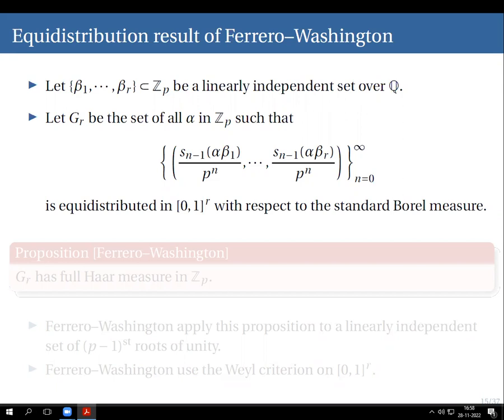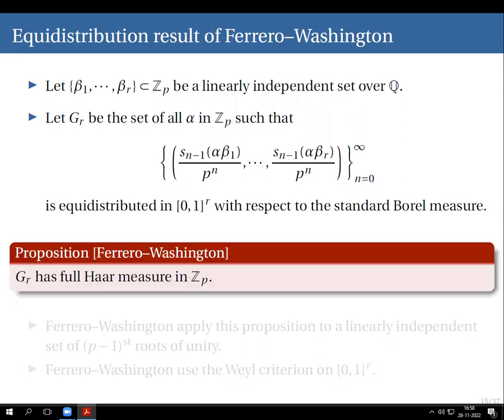You want to look at the set of all alpha in Z_p. So this G_r is the set of all alpha in Z_p such that this partial sum S_{n-1}(alpha beta 1)/p^n, and so on and so forth, S_{n-1}(alpha beta r)/p^n, each is in [0,1]. So I have r things in [0,1], and the set of all alpha such that this r-tuple is equidistributed as n goes to infinity is the set G_r.